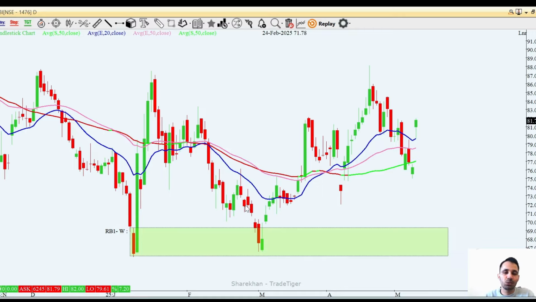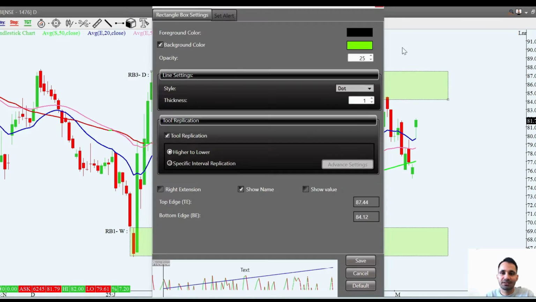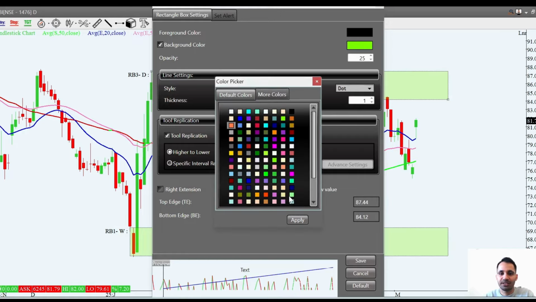Now we'll see some common mistakes and how you can avoid them. As you can see, I have used some color coding because this is a demand zone, so I marked it as green. When the price comes to this, I will know, okay, this is a demand zone or a support. If it was a supply or resistance, I would have marked it as red. For example, like this, I'll change the color to red so that I can differentiate.